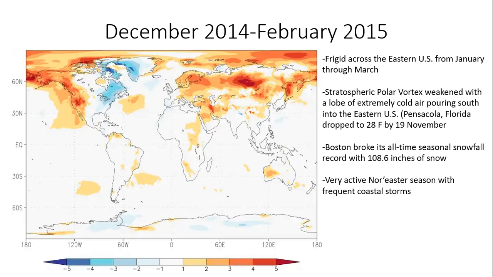I mean, they just had storm after storm up in New England for Boston. Piles high of snow up that way. It was a very active nor'easter season with frequent coastal storms as well.